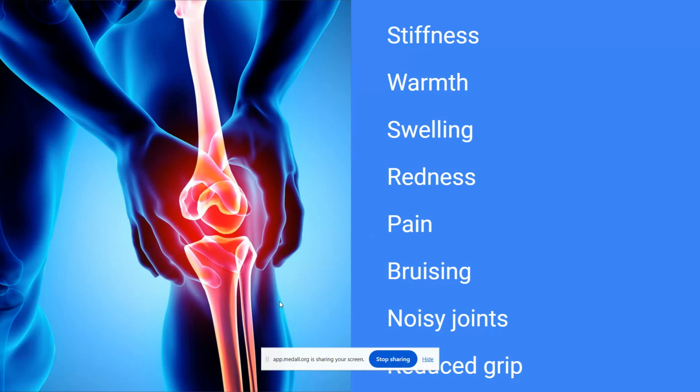It could be anything from stiffness to the joint feeling warmer, more swollen than normal, or looking red, erythematous. It could be generic pain they can't really describe, like an aching. It could feel bruised, or be noisy, so they hear certain things when bending the knee or standing up. Or, for example in a hand joint, pain can present with a reduction in grip.